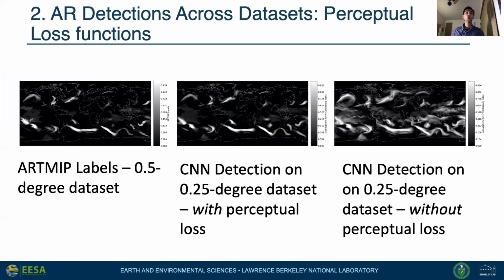On this slide, we show that the benefits of perceptual loss functions are substantial. So on the left, we have the labels, which are the 14 detection algorithms from ArtMIP. In the middle, we show a neural network trained with perceptual loss. And on the right, we show a neural network trained without it. Clearly, the right shows that the neural network is over-detecting and over-predicting atmospheric rivers, and the results are consistently too high. However, the middle shows that the atmospheric river detections are much more correct in the sense that they much more closely resemble the truth from ArtMIP.